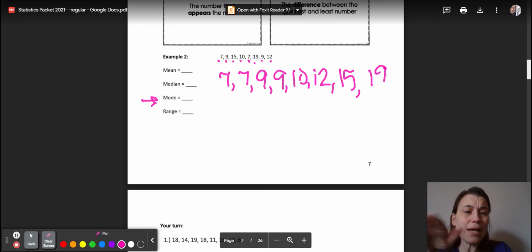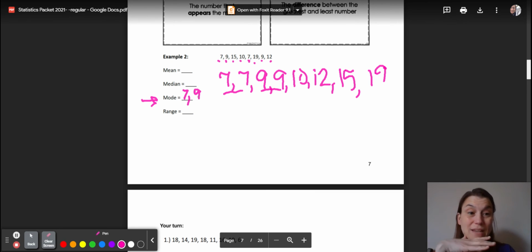Okay, so now that I have it listed in order from least to greatest, I'm going to scan through and find the one that's the most often. Mode, most often. So what appears the most often? Well, in this case, I have 2 7s and 2 9s. So both of them are the mode. So you can actually have more than one mode. Because if you have numbers that appear the same number of times, then they're both your mode. You can have more than one mode, just one mode, or no mode at all. It's possible that there's no mode, and the mode wouldn't be 0, it would be none. And that would be if all of your numbers were listed the exact same number of times.